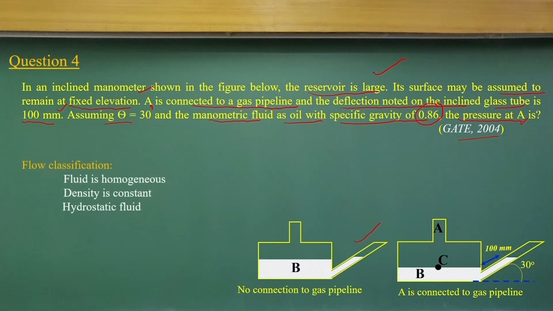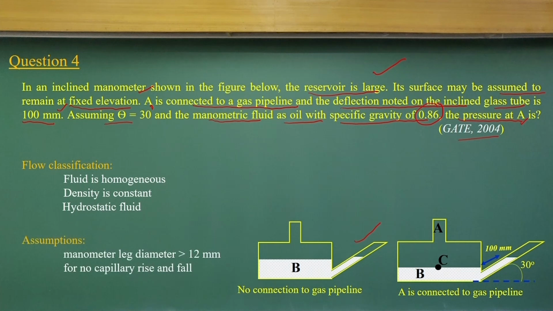So, this is a fluid in statics problem. The density is constant, and the fluid can be considered homogeneous. Now, let us make the assumption, considering this manometric leg, that the diameter should be more than 12 millimeters so that there is no capillarity effect. Because of capillarity, there should not be rise and fall of the manometric liquid in this case. These are the assumptions for this problem.